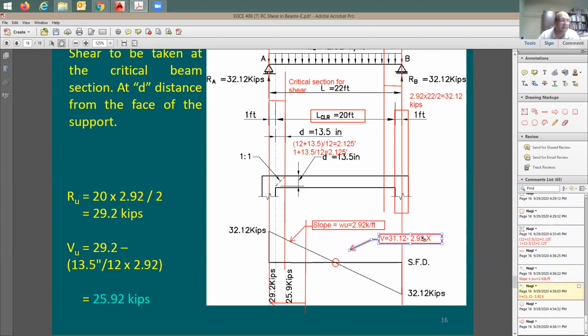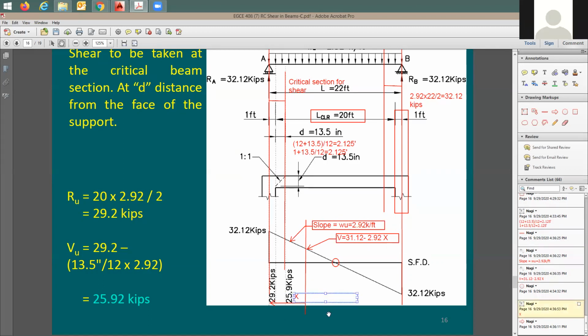So someone's going to say, if you want to find out the shear at this location, it is simple. Shear at this location equals the reaction, 31.12, subtracting uniform load multiplied by X. Now where is X? I'm going to say X is going to be this distance that I put an arrow on. This is going to be the X distance.